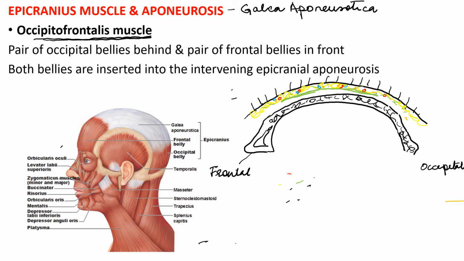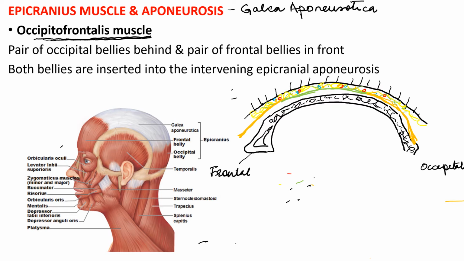So out here, let me draw the occipital belly, which arises from the bone, out here, the superior nuchal line, and inserts into this and then forms a flattened tendon, which is the Galea aponeurotica. Anteriorly, this aponeurosis has the frontalis muscle which is arising from it, which does not have any bony attachment.